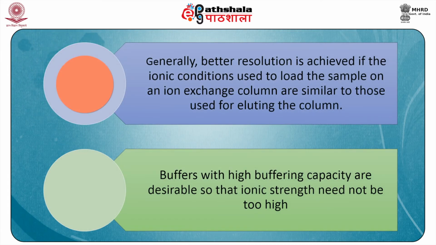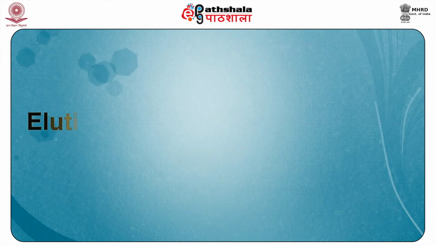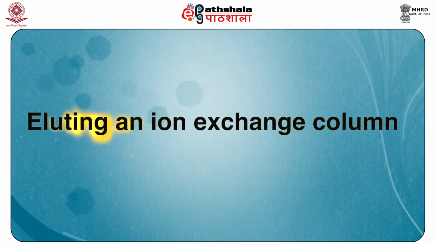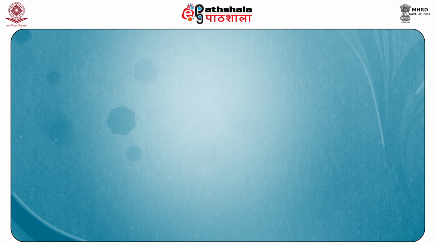Generally, better resolution is achieved if the ionic conditions used to load the sample on an ion exchange column are similar to those used for eluting the column. Buffers with high buffering capacity are desirable so that the ionic strength need not be too high. Now we will talk about elution from an ion exchange column.